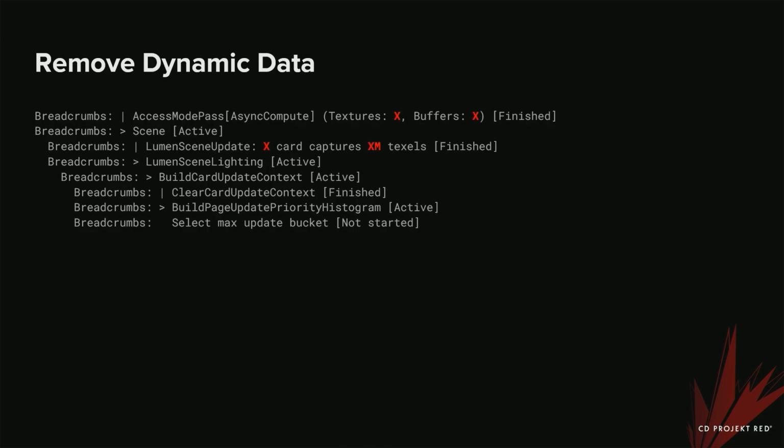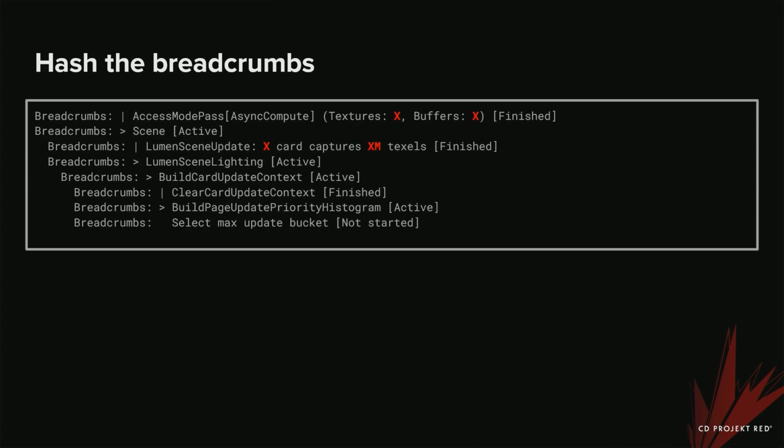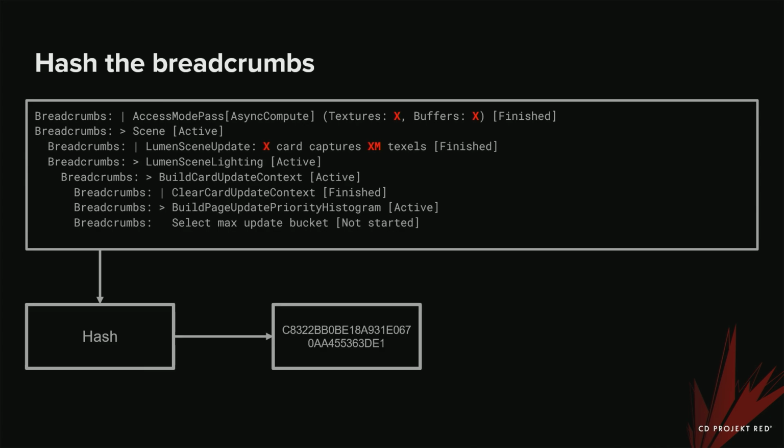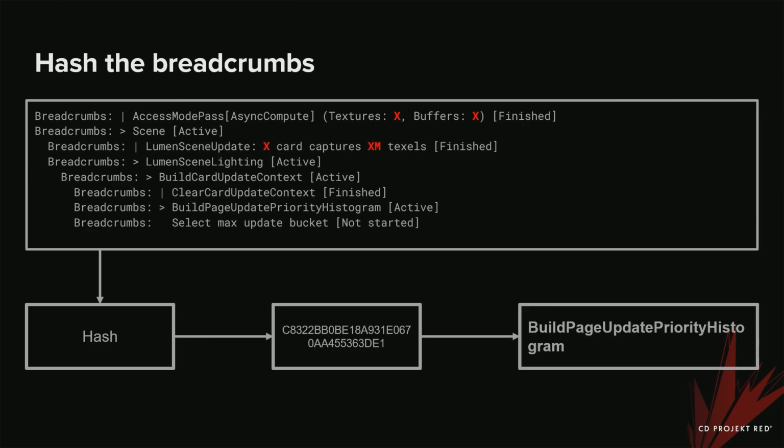So what we do is really very simple. We simply replace all numbers with an X. It's very simple, but it works. Now the breadcrumbs are ready for hashing, as they'll be unique for every single crash that is the same. So what we do is we take this, we input it to a hash function, we get out some hash, and then we create the ticket with the name build page update histogram, as that's the last active one.